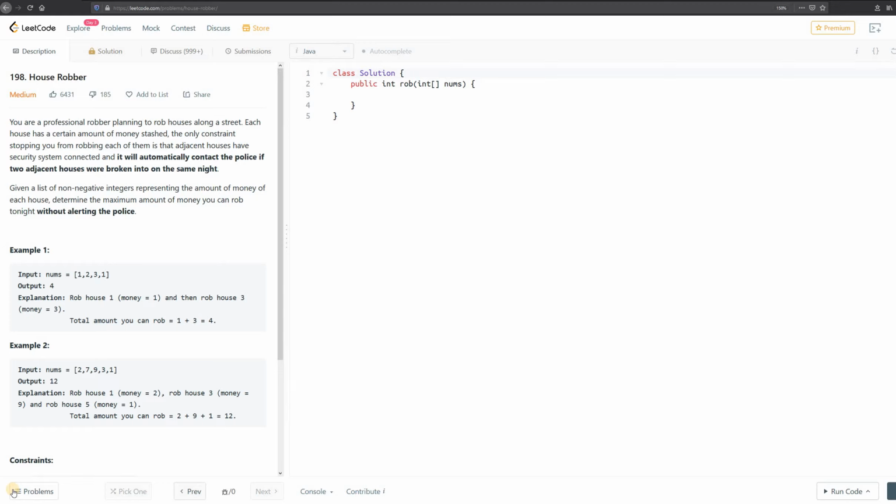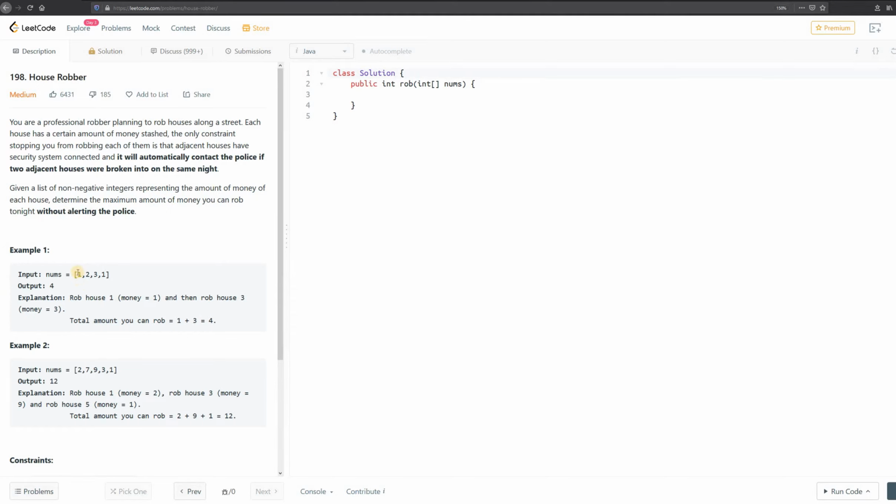The problem says you are a professional robber planning to rob along a street. Each house has a certain amount of money stashed. The only constraint stopping you from robbing each of them is that adjacent houses have a security system connected, and it will automatically contact the police if two adjacent houses were broken into on the same night. Given a list of non-negative integers representing the amount of money in each house, determine the maximum amount of money you can rob tonight without alerting the police.